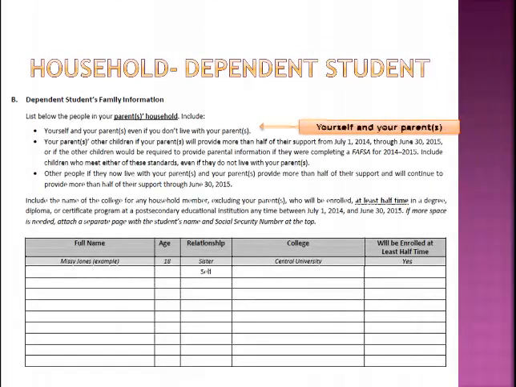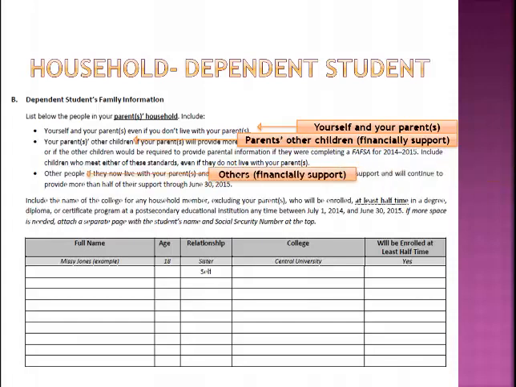If you are a dependent student, you will list yourself first and your parents. Provide the same parent name or names that you used on the FAFSA. If your parents live in the same household but are not married, you should still list both. List any other children that your parents provide more than 50% of the financial support for. Then list any other people who currently live with your parents and your parents provide more than 50% of their financial support and will continue to do so through June 2015.